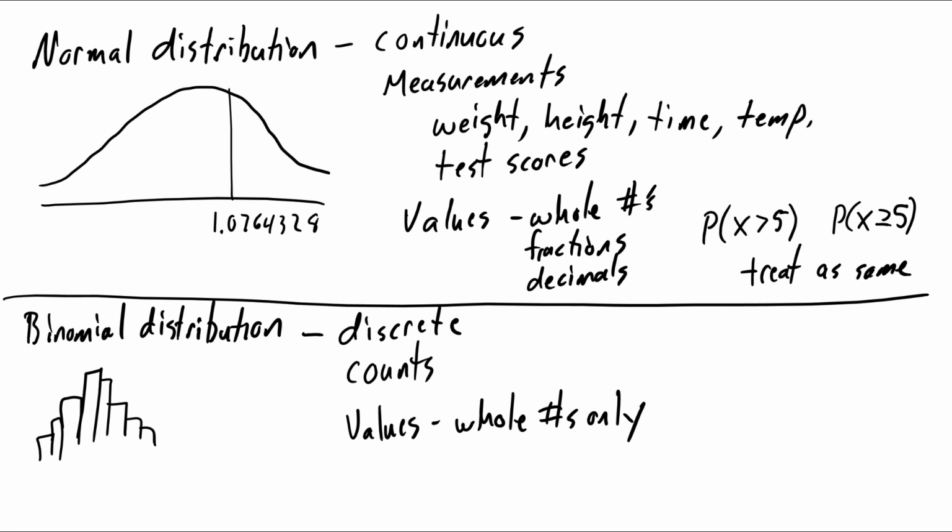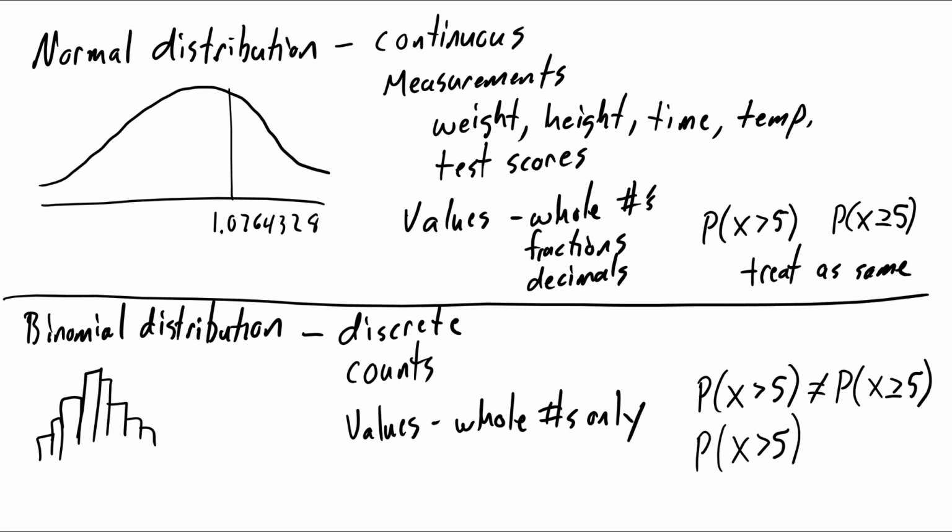Okay. For the binomial distribution, if we have something like the probability that x is greater than 5, that is very different than the probability that x is greater than or equal to 5. Okay, and the reason why is because we're counting by whole numbers now. So if I say the probability that x is greater than 5, that is actually the exact same thing as the probability that x is greater than or equal to 6.